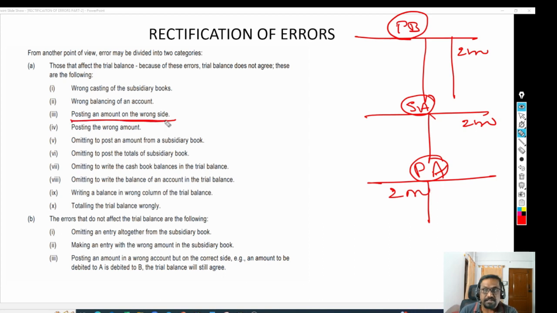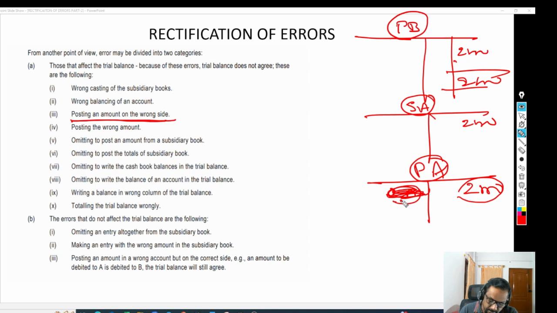Posting an amount on the wrong side. So what happened here is, while posting this purchase book entry, instead of posting on the debit side, I posted on the credit side. This 2000, goods purchased, entered in the purchase book. From the purchase book, it should go to the purchase account. While posting this to the purchase account, what did I do? Instead of posting it on the debit side, I posted on the credit side. What balance does the purchase account have? Debit balance, right? It is an expenditure. It should be posted on the debit side. But instead of the debit side, I posted on the credit side.